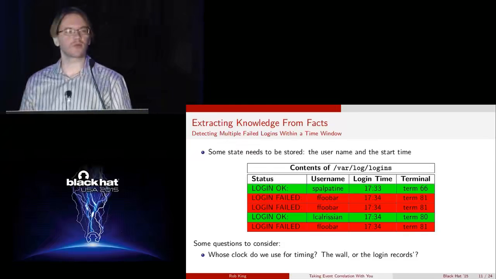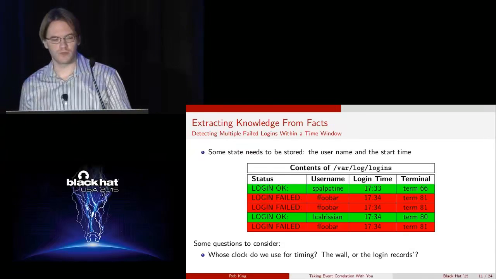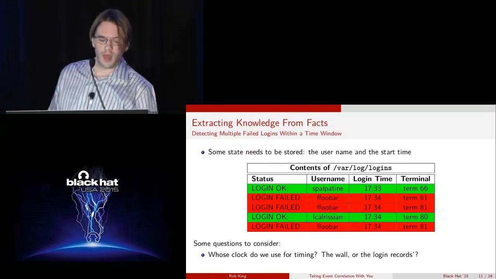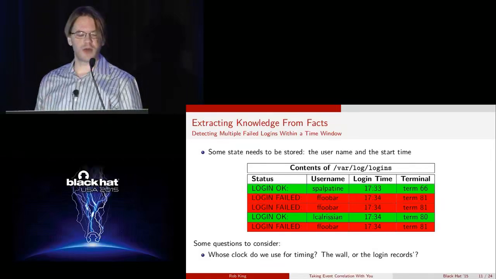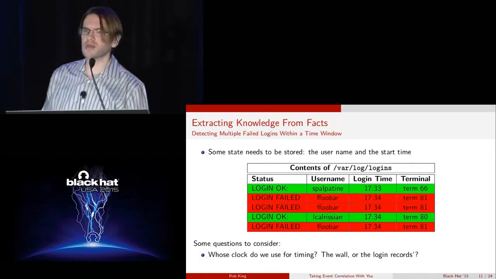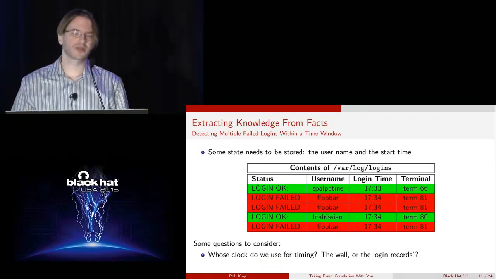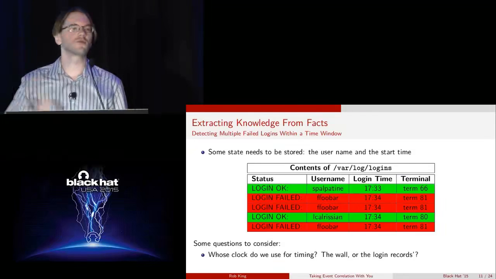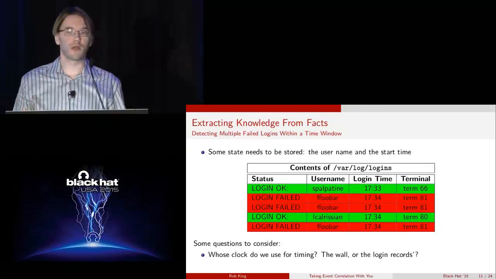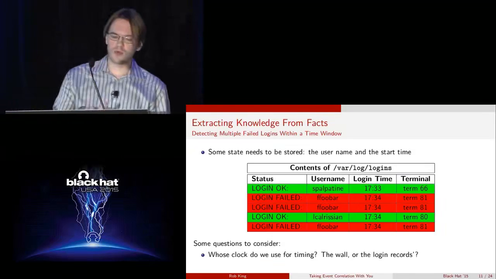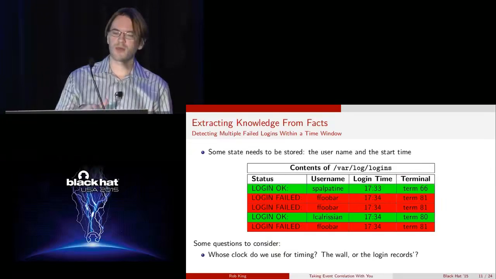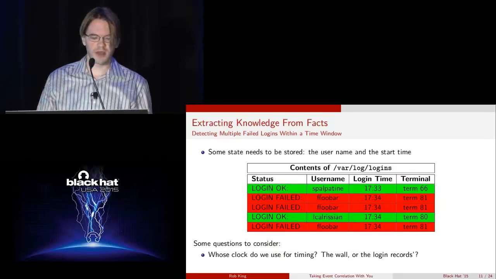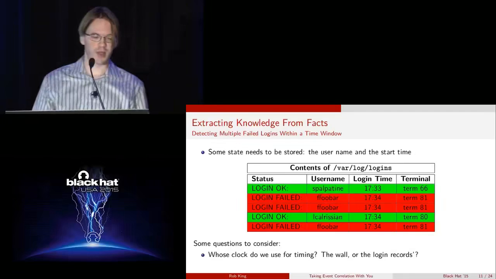And it also starts raising some questions, like whose clock do we use? Do we use the wall clock? We can say three failed logins in 5 minutes. But what if one of those was delayed? What if there was a network outage and that event never made it to our sensor and made it 10 minutes later? We don't want to miss it, right? So we need to use the time field in the records themselves. We do have to trust that our sensors populate their times correctly, but if you can't trust them to do that, you can't trust them to tell you anything anyway.